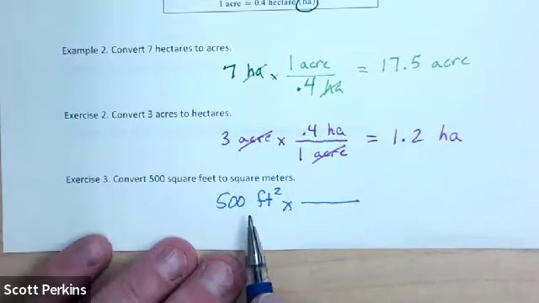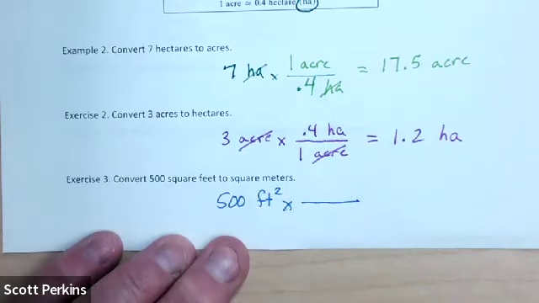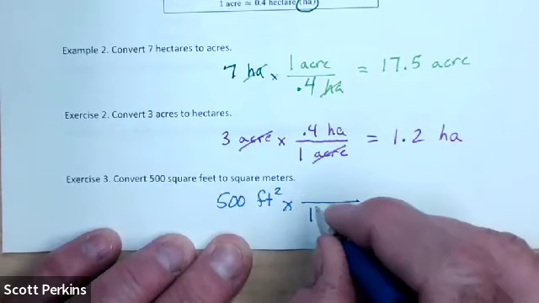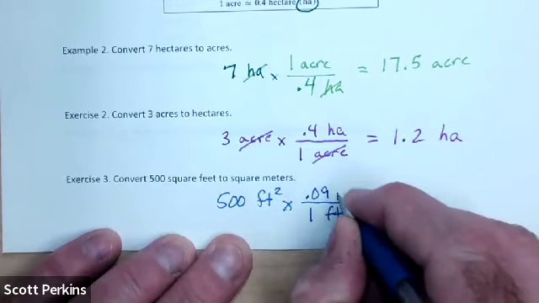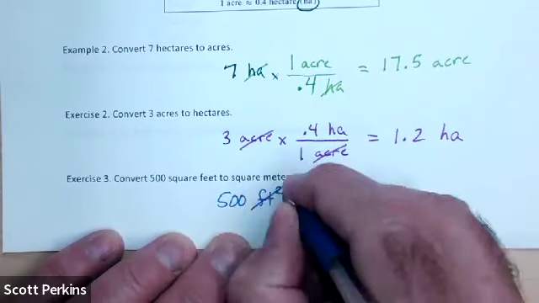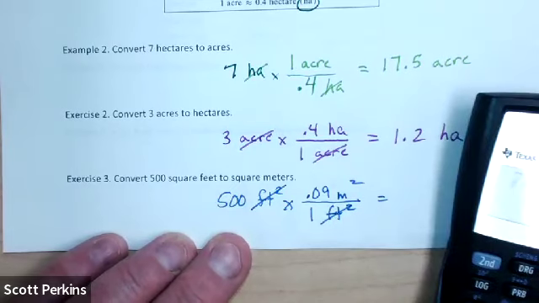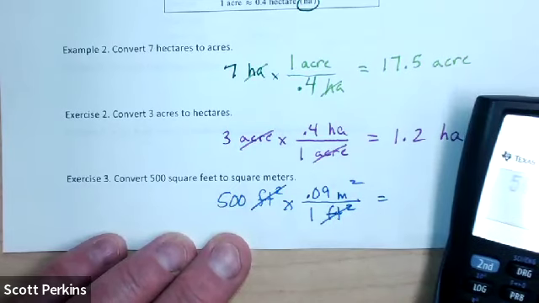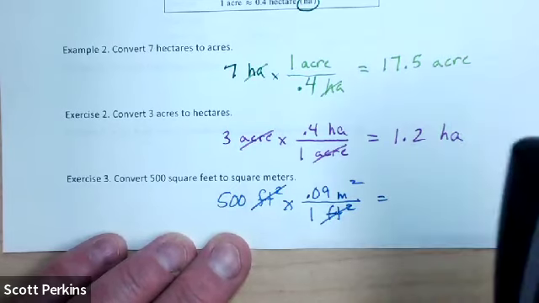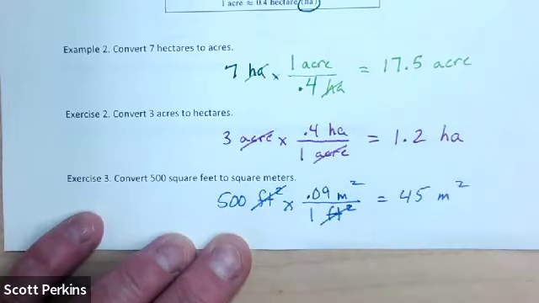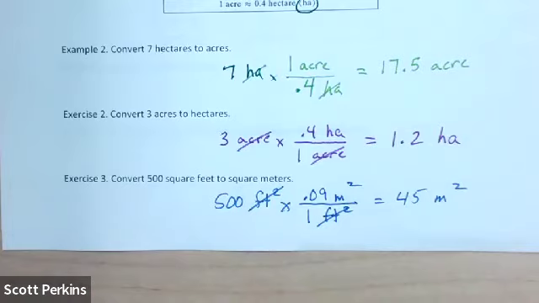And so 500 square feet, the conversion from the top is that 1 square foot is equal to 0.09 square meters. I put the square feet in the bottom because that's what I started with, and that's what I want to cancel out. And then 500 times 0.09 is going to be 45. So again, just pretty straightforward dimensional analysis, just with these different and maybe unfamiliar units.